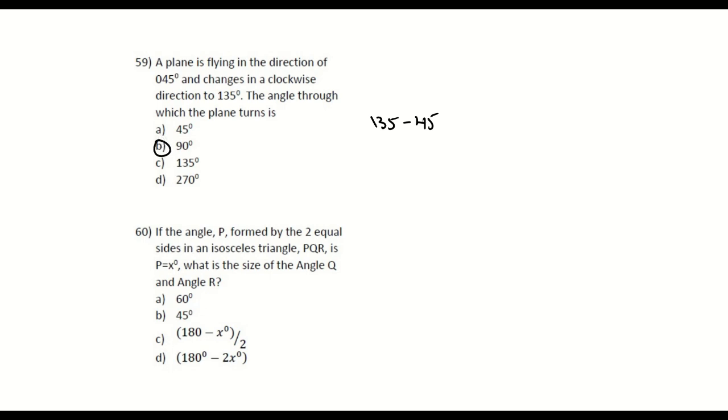If the angle P formed by two equal sides in an isosceles triangle, P is equal to X, what is the size of angle Q and R? Right, so if angle P is formed by two equal sides, so you have PQR, angle Q and R are equal. So P is X.